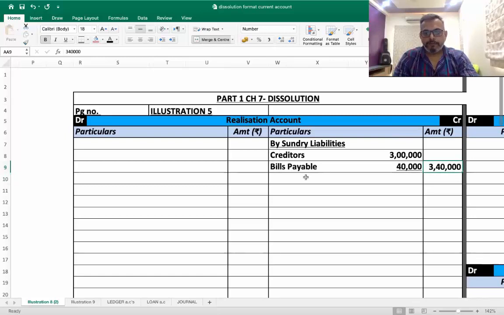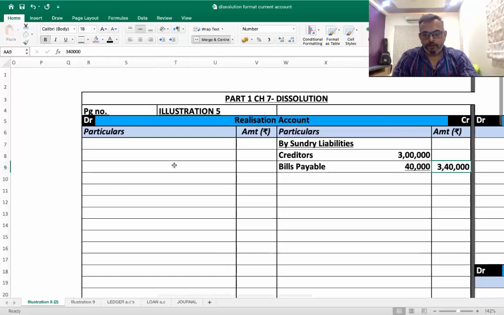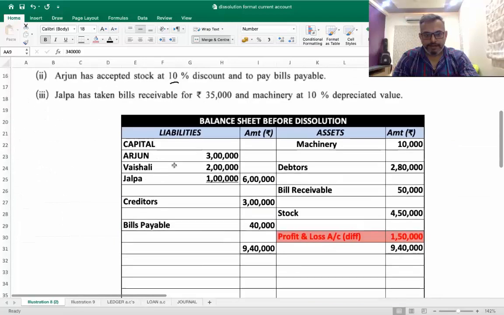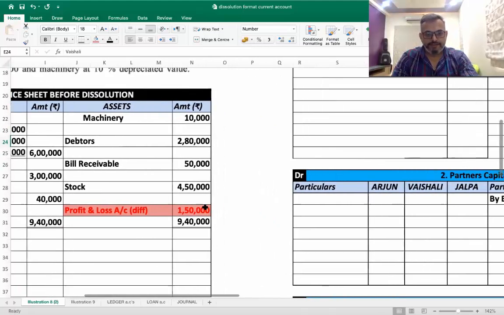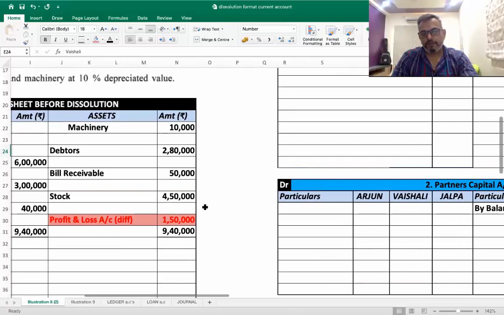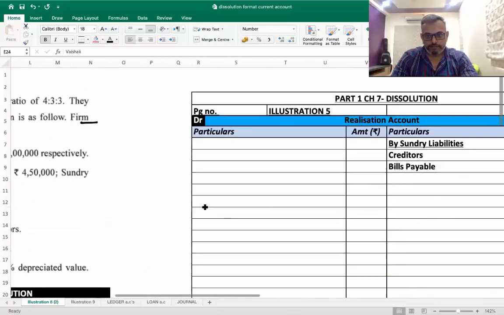Now, so liability side completely done, capital हो गया, creditors हो गया, bills payable हो गया. Now asset side, machinery, debtor, bill receivable, stock.